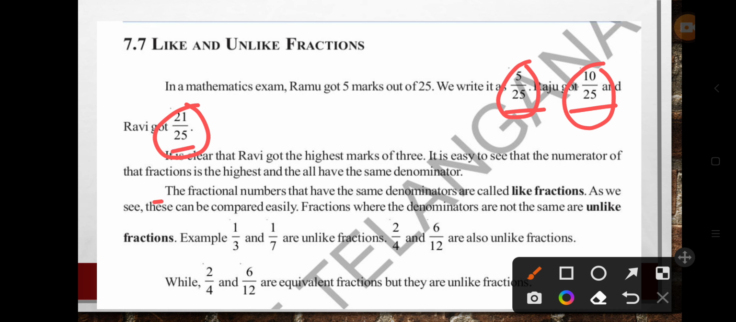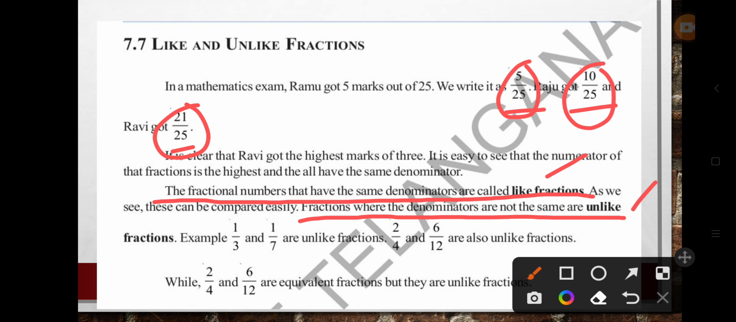So these are all called like fractions, because if the denominator is the same, those are called like fractions. The fractions that have the same denominator are called like fractions. As you see, these can be compared easily. Fractions whose denominators are not the same, we call them unlike fractions. Very very important. If the denominators are the same, then we call them like fractions. Okay, not equivalent. You have to remember that like and equivalent are not the same. Equivalent means the values of the two fractions are equal. Like fractions means the denominators of the fractions are the same.